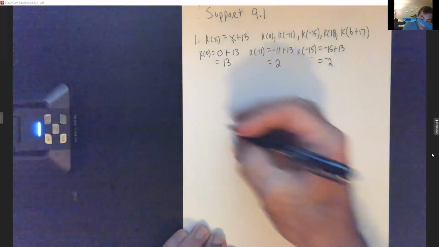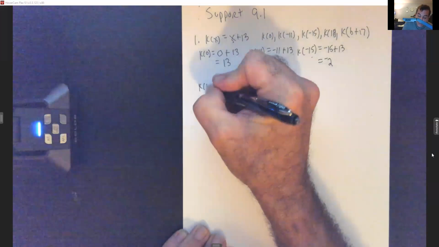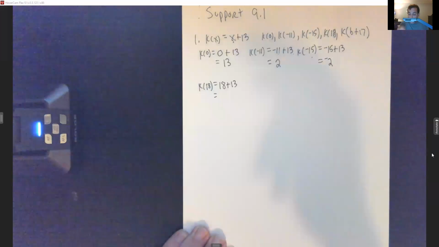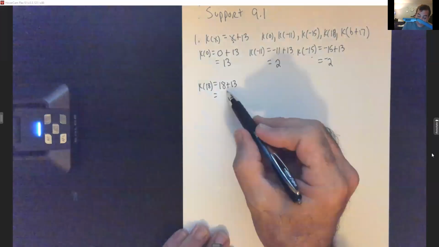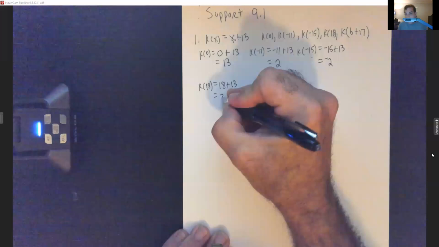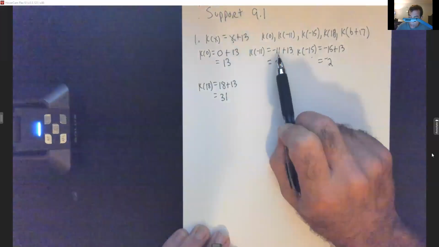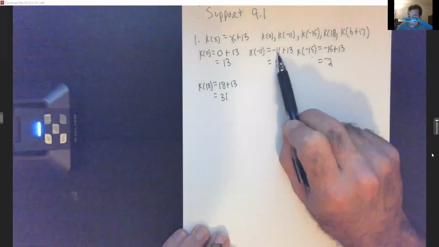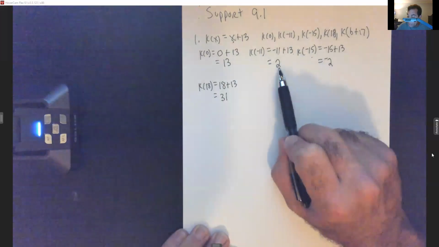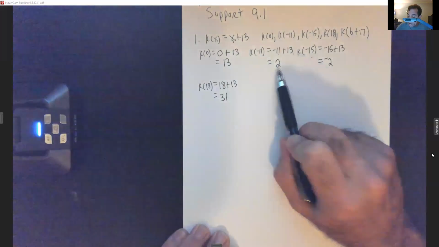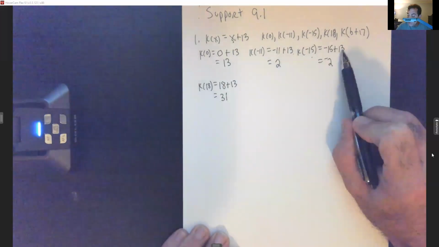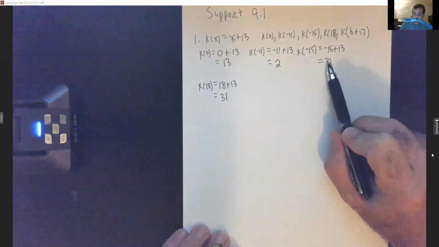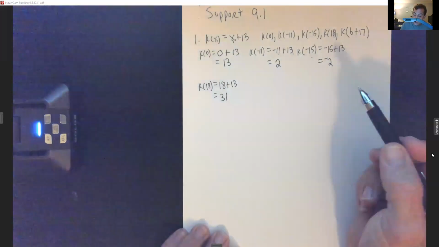All right, k of 18. I put an 18 in for the x, so I get 18 plus 13. All right, so now 18 plus 13 is what, 31? Final answer. Now I meant to show y'all here, this one had unlike signs, and when you add unlike signs, you subtract the numbers. So 13 minus 11 was 2, larger number was positive, so the answer was positive. Here you had unlike signs, so 15 minus 13 was 2, but the larger number was negative, so the answer was negative. And then when you add like signs, they always keep the sign of the two numbers.